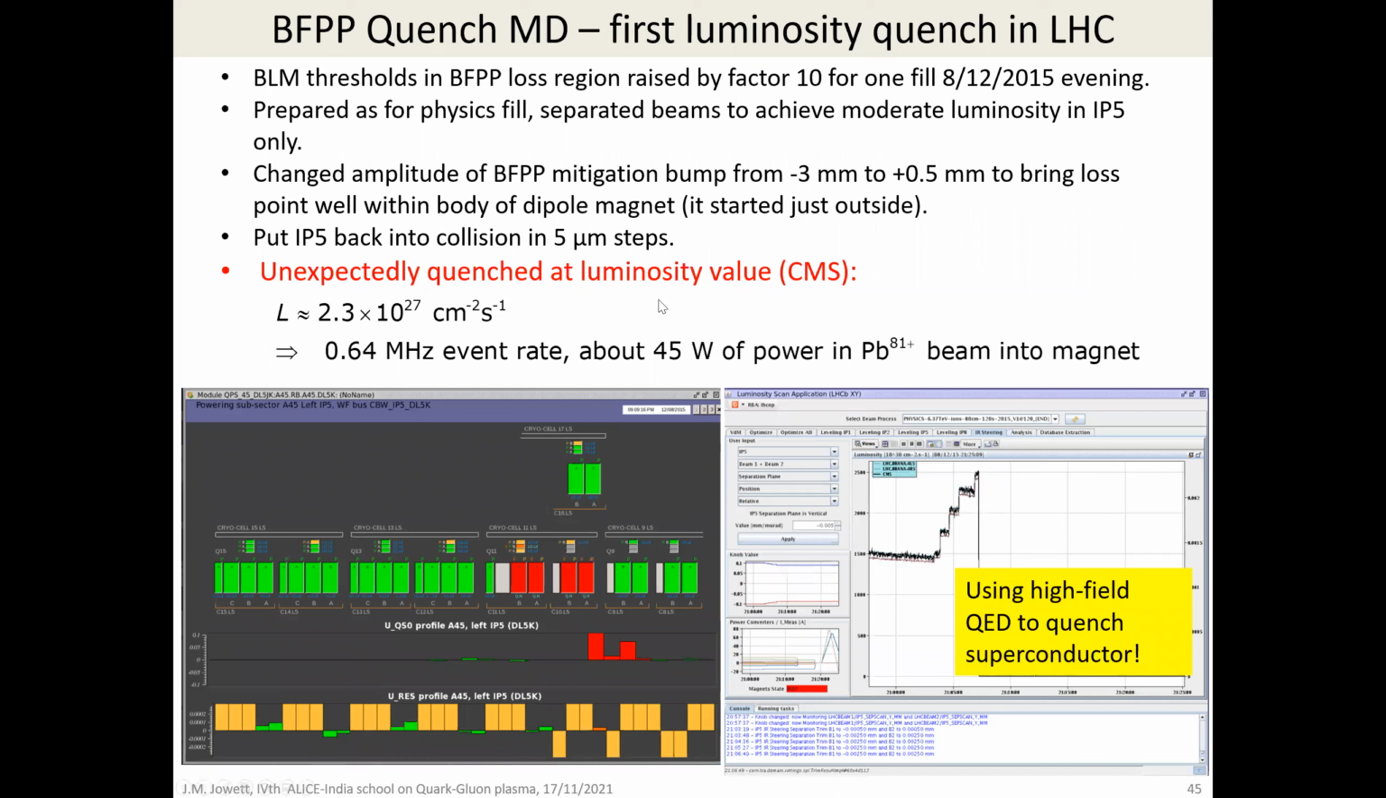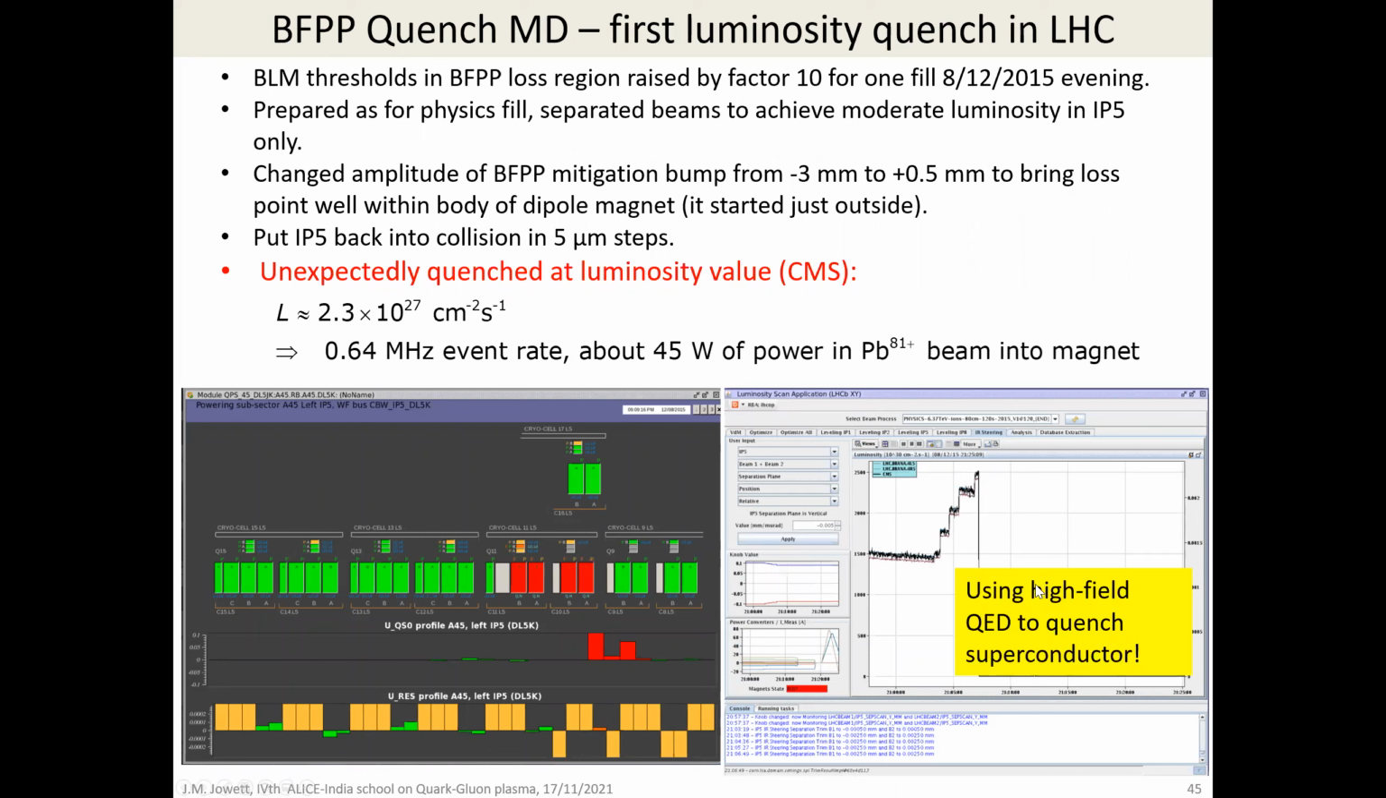This was the first luminosity-induced quench in the LHC at a value of 2.3 times design luminosity. We'd already been running at 4 or so times design luminosity in 2015. So in fact, we learned that we had been above the limit already. The strategy of the bumps worked and allowed high luminosity in CMS and ATLAS.